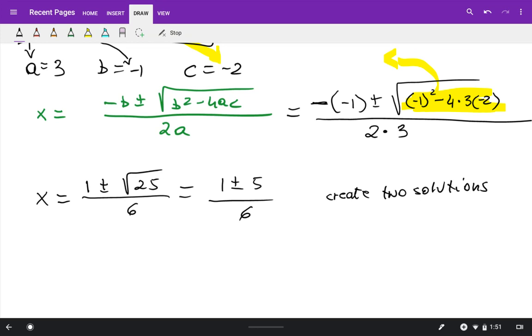Okay. So we have x equal, first I'm going to add it. So I have 1 plus 5 over 6, which is equal 6 over 6, that's 1. This is our first solution.